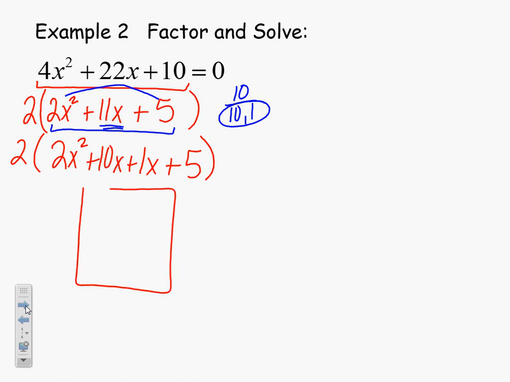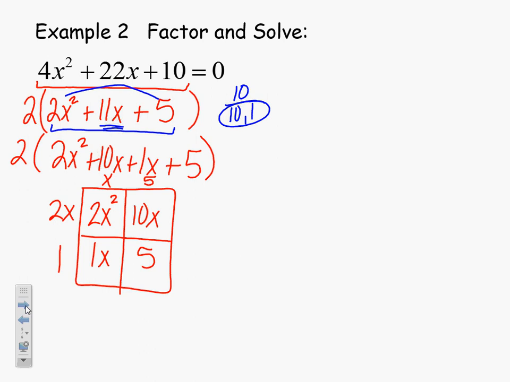So we're going to go ahead now and place all of those in the boxes and factor out 2x, 1. This way I can take out an x. I can divide out a 5. And then I'm going to go ahead and write my factors. 2x plus 1, x plus 5.